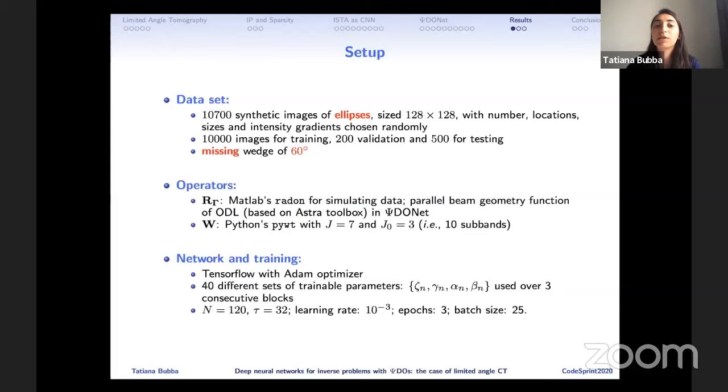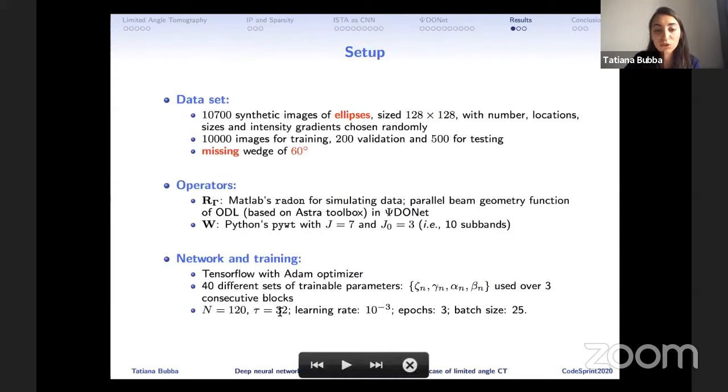So we have some preliminary results on the ellipse dataset, which has size 128 by 128, but we are currently working on bigger images. The missing wedge is 60 degrees, and here are the details about the training and the operator we used. Everything is very standard. The results are with 120 layers, so iterations, and tau is 32.